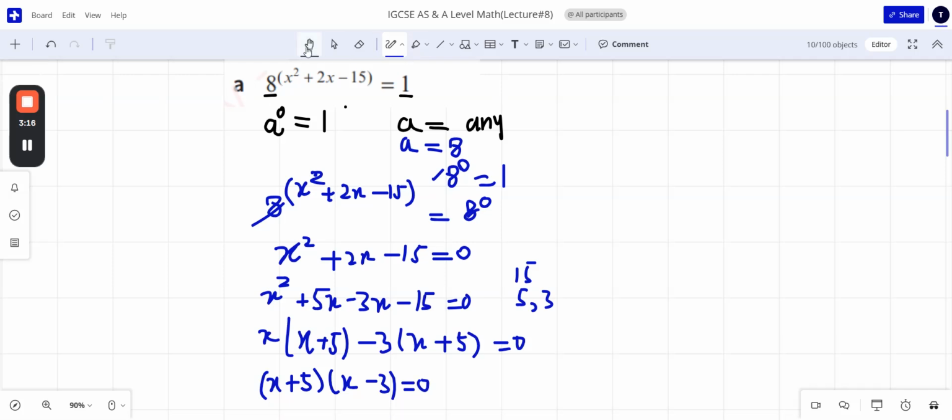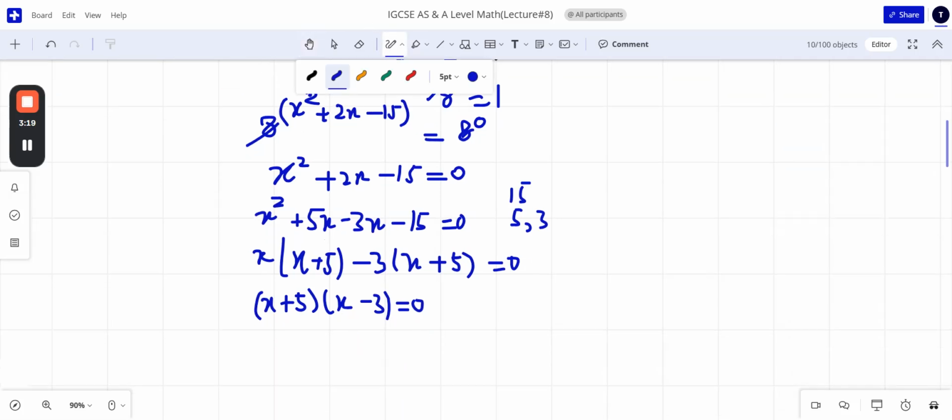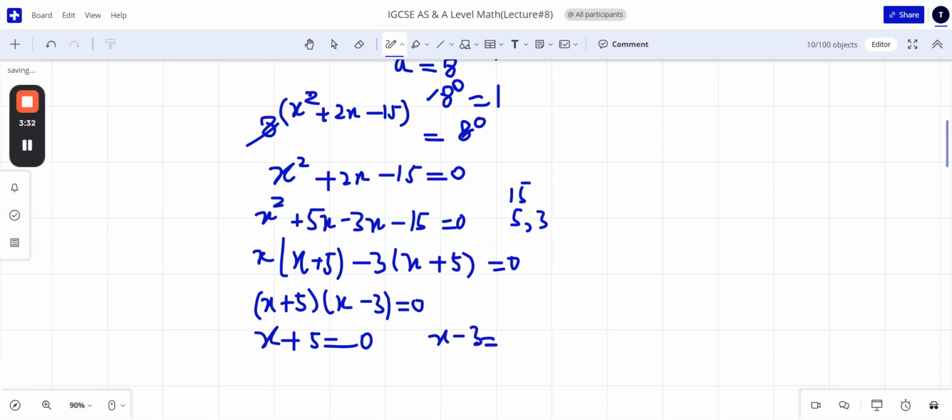Now we will put both factors separately equal to 0, so it becomes x + 5 = 0 and x − 3 = 0. Then the values of x we will get: x is equal to −5 here and here +3. So x = −5 and then +3, meaning 3. The positive sign we don't need to mention if we have only one value.